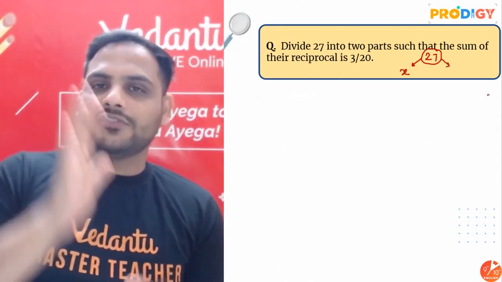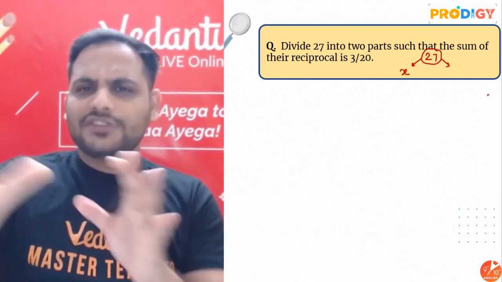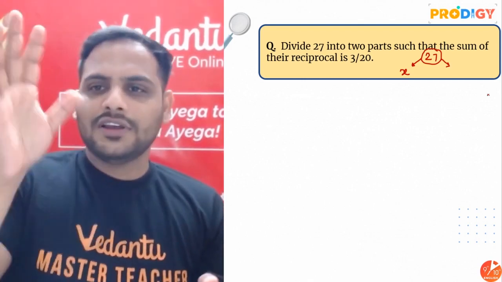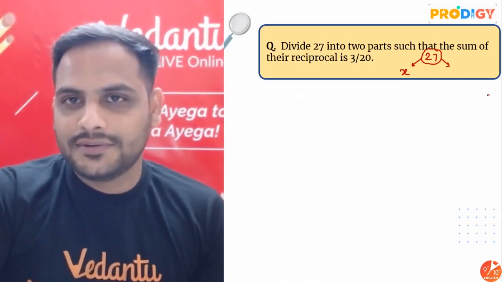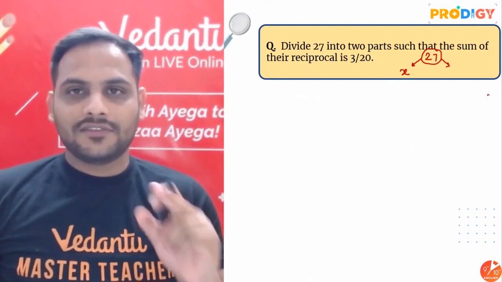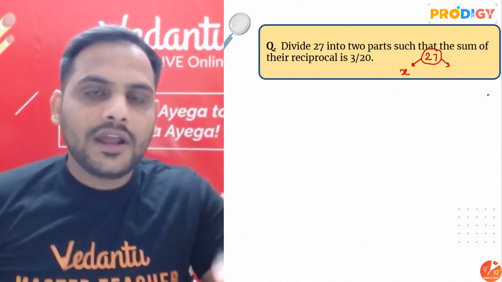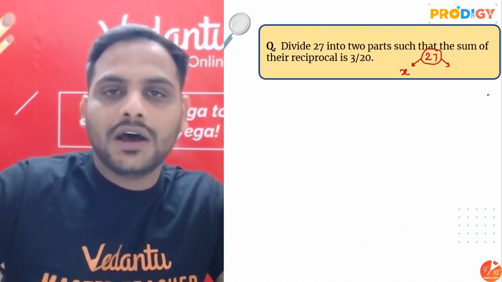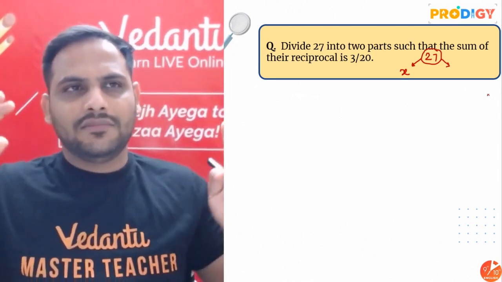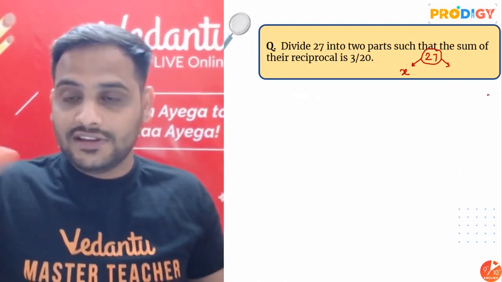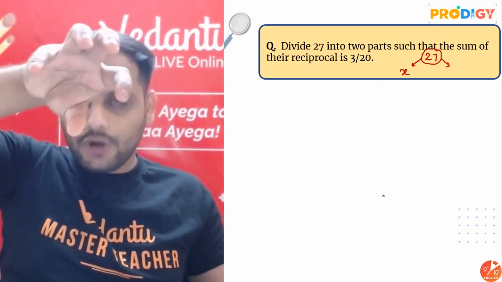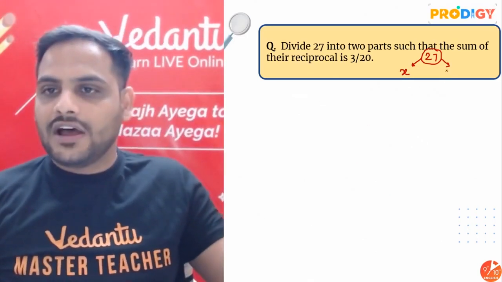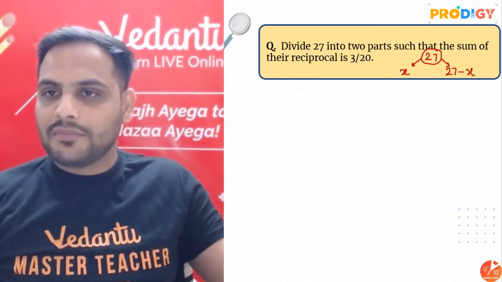Now what many of the students make mistake over here is, okay guys, let me know in the chat box what will be the other part. If one part is x, what is the other part? Many times in a hurry, or not writing consciously, many students write the second part as x minus 27, which is wrong. From 27, if I take x out, I will be left with 27 minus x.